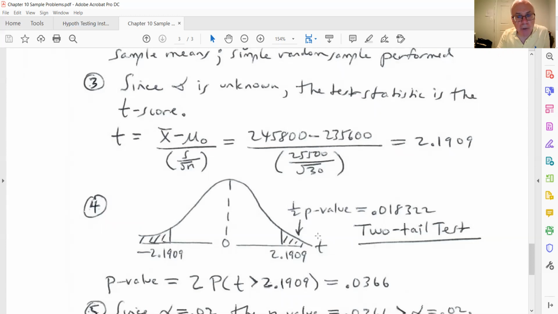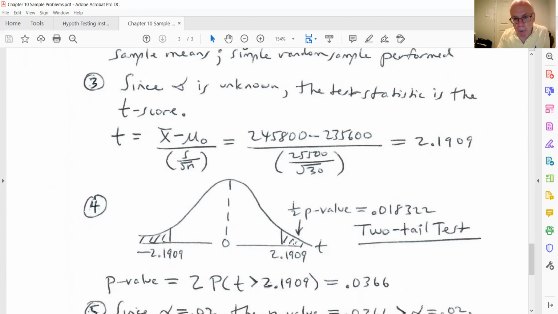Now, this being a two-tail test, you will plot 2.1909 on the t. Now, this is a t distribution here, not a z. You have to be careful. And just know that because it's a two-tail test, you have negative 2.1909 on the left. All right. So you have the opposite on the other side.